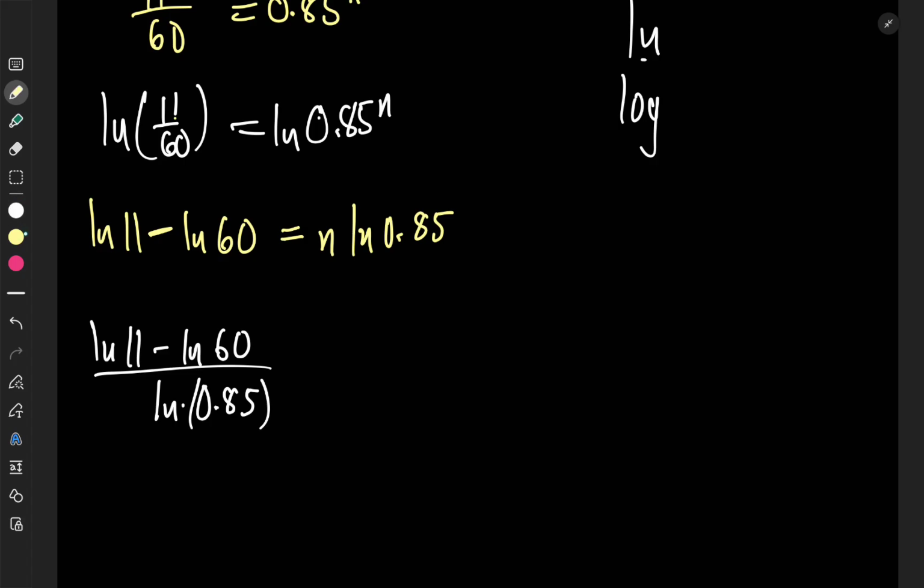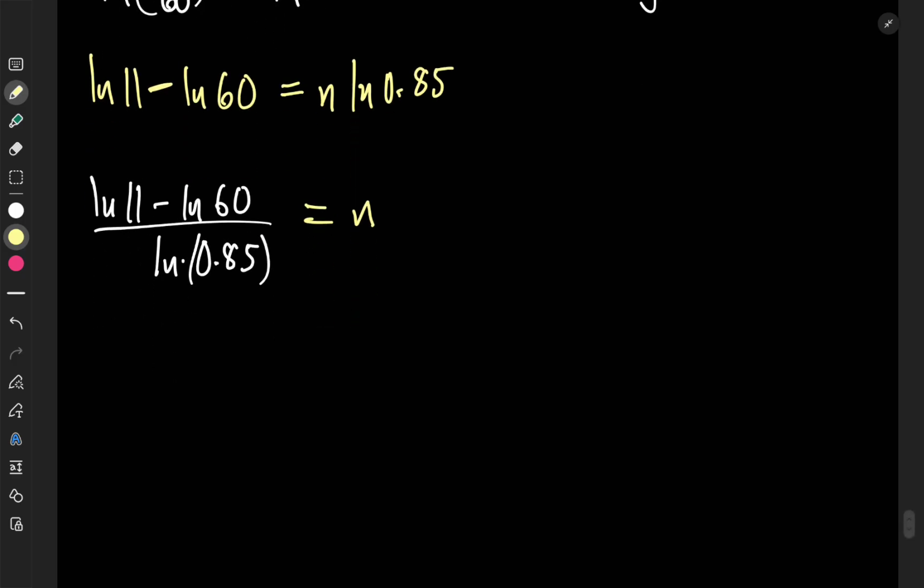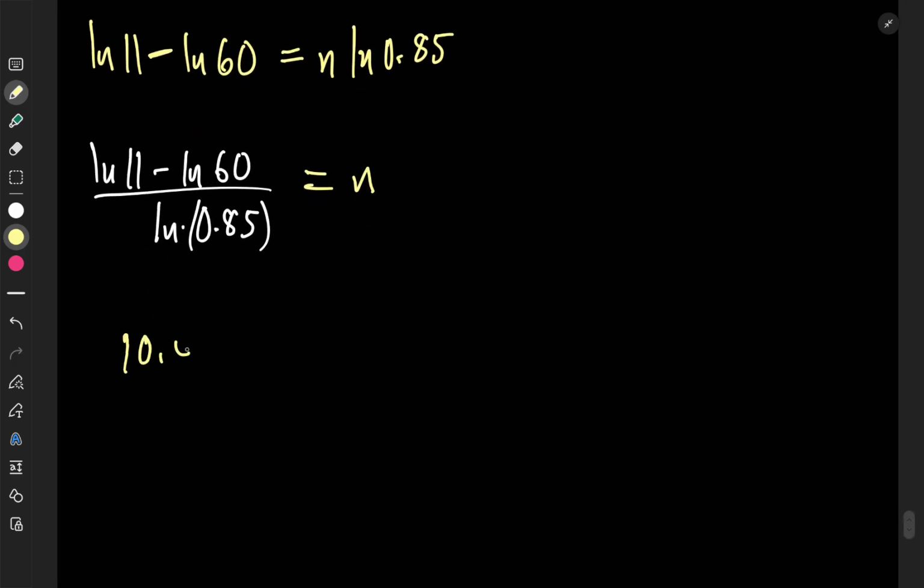Okay, what are we going to end up having? We're going to end up having N. So let's punch it. Say open bracket, ln 11 minus ln 60 close, divided by ln 0.85. Okay, so here we are getting the thing. And here when we punch, we're going to get 10.438 blah, blah, blah years, right? So 10.438 years, and this is equal to N.